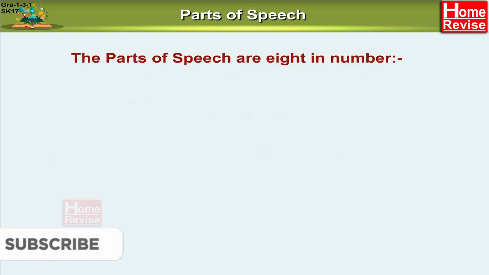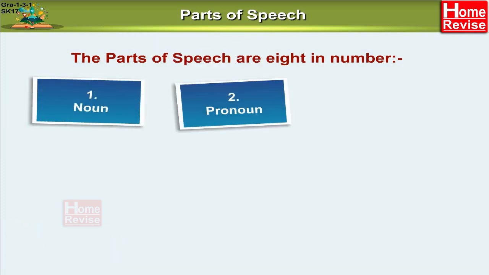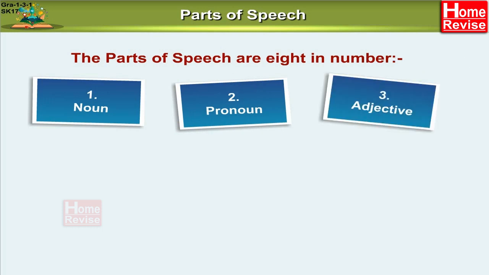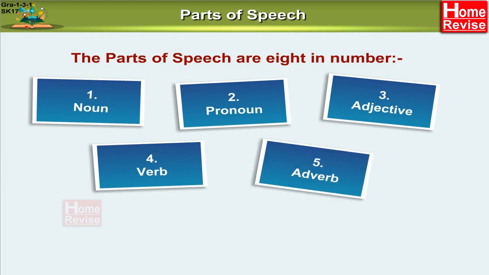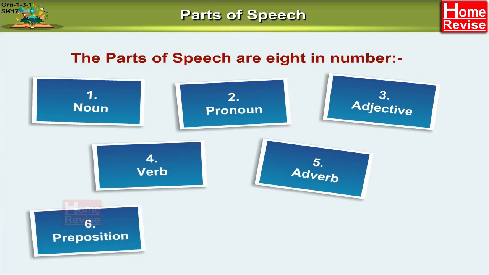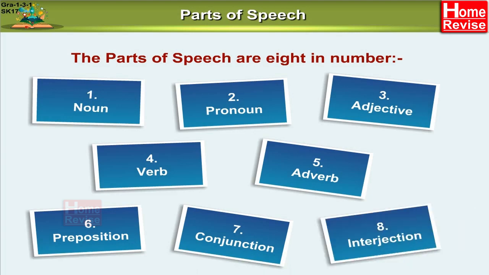The parts of speech are 8 in number. Let me tell you which they are. First, noun. Second, pronoun. Third, adjective. Fourth, verb. Fifth, adverb. Sixth, preposition. Seventh, conjunction. And eighth, interjection. So let us learn one by one.